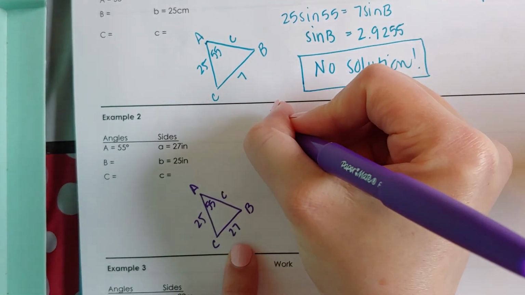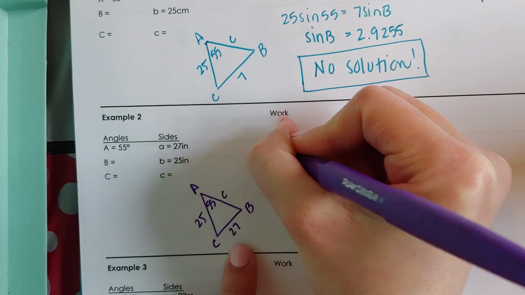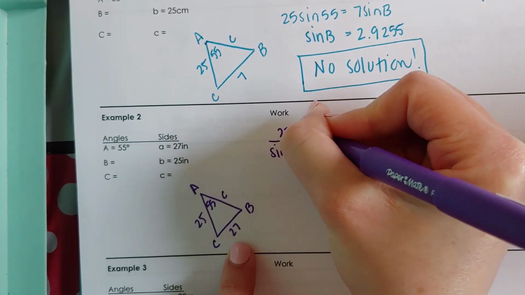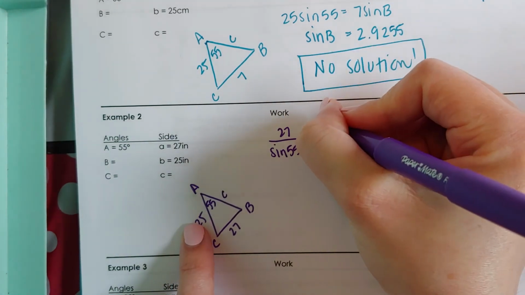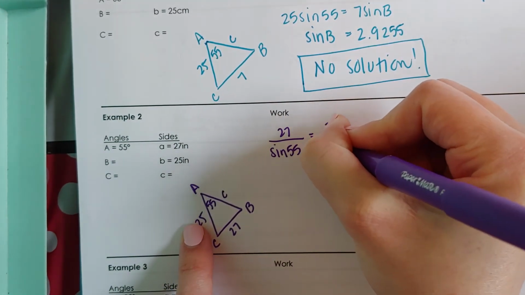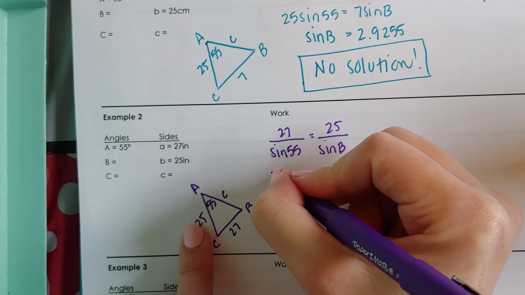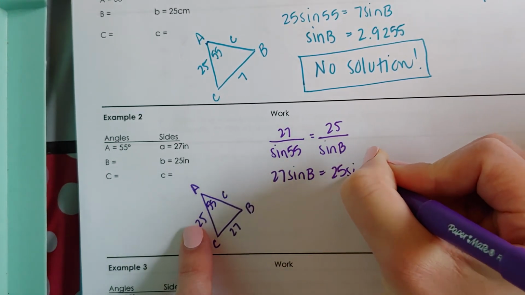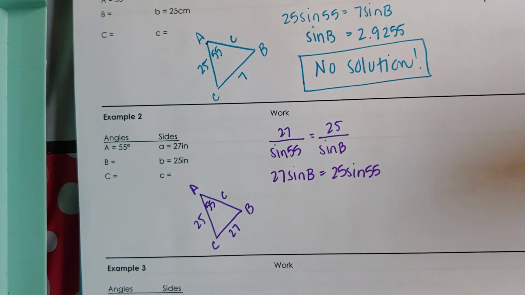So we're gonna set this up: 27 over the sine of 55 equals 25 over sine of B. So I'm gonna do 27 sine of B equals 25 sine of 55.